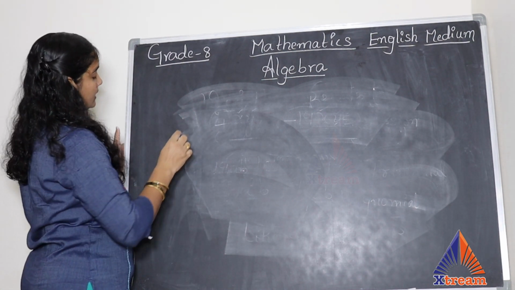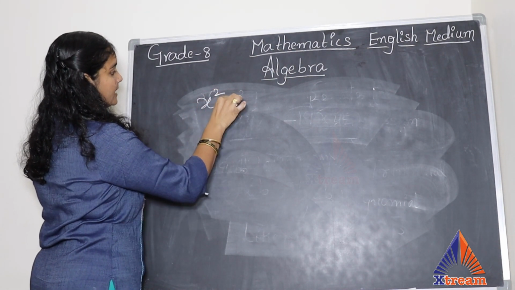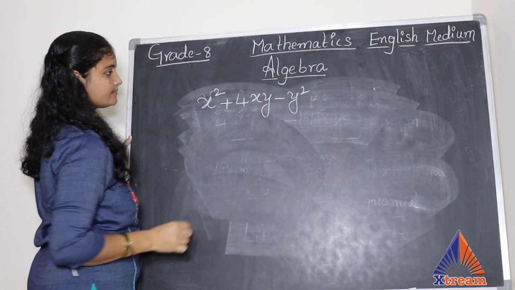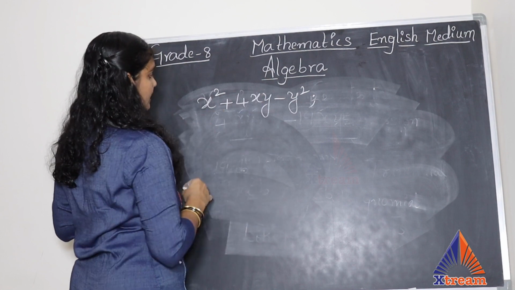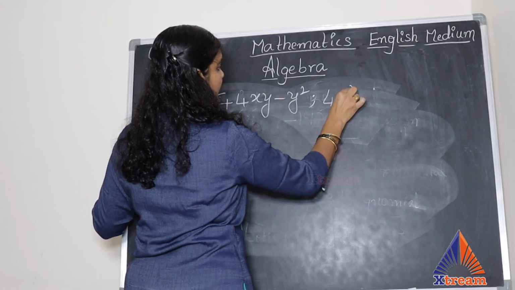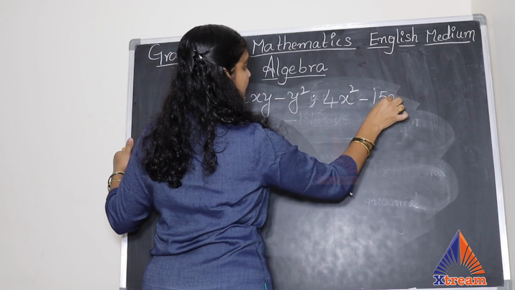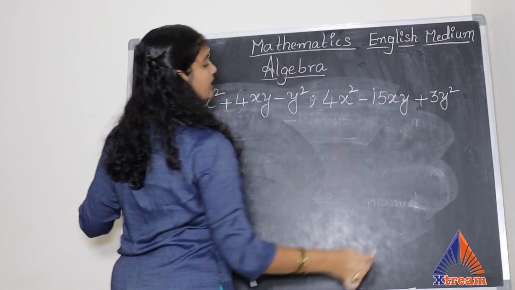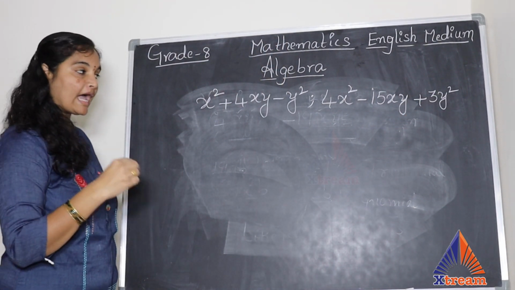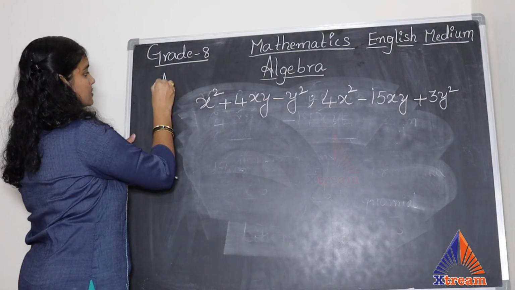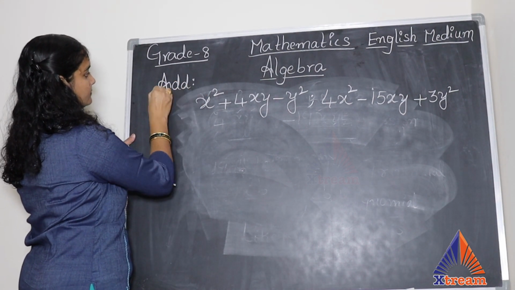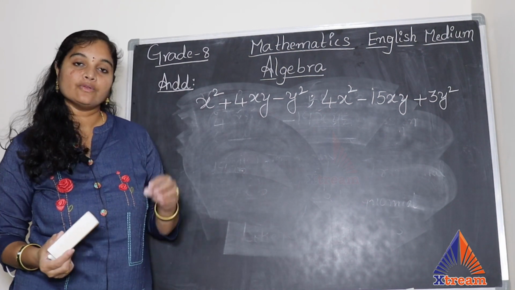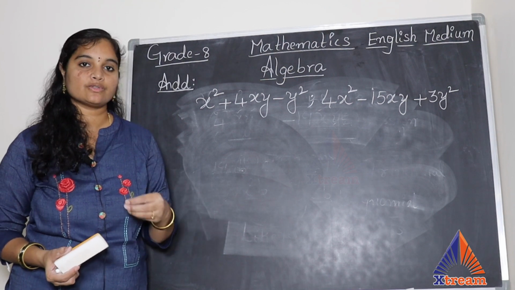Let us take two expressions now. I take x square plus 4xy minus y square. This is one expression. The other, 4x square minus 15xy plus 3y square. These are the two expressions which we are going to add now. Okay, so let me mention it. We are going to add these two expressions.